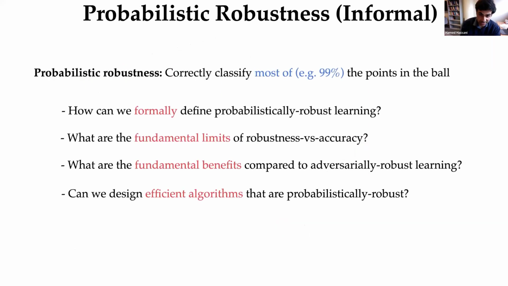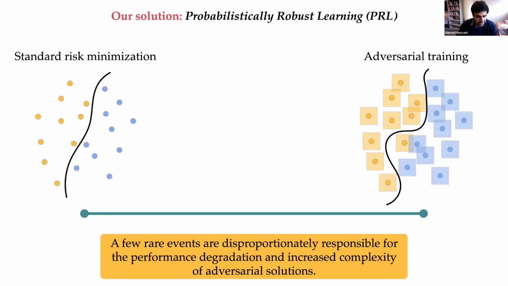Of course, there are several key questions. This is nice, but how can we formally define probabilistic robustness? That's question number one. Once we've found a mathematical characterization of that, there are fundamental limits or fundamental questions to be answered. Another question is whether there are fundamental benefits of defining such a new notion of robustness compared to worst case or adversarial robustness. And finally, can we design efficient algorithms that make our models robust with respect to this new notion of robustness? These are the key questions that we need to answer regarding this notion of probabilistic robustness. Let me try to answer these questions here for the remaining 5 minutes or so.